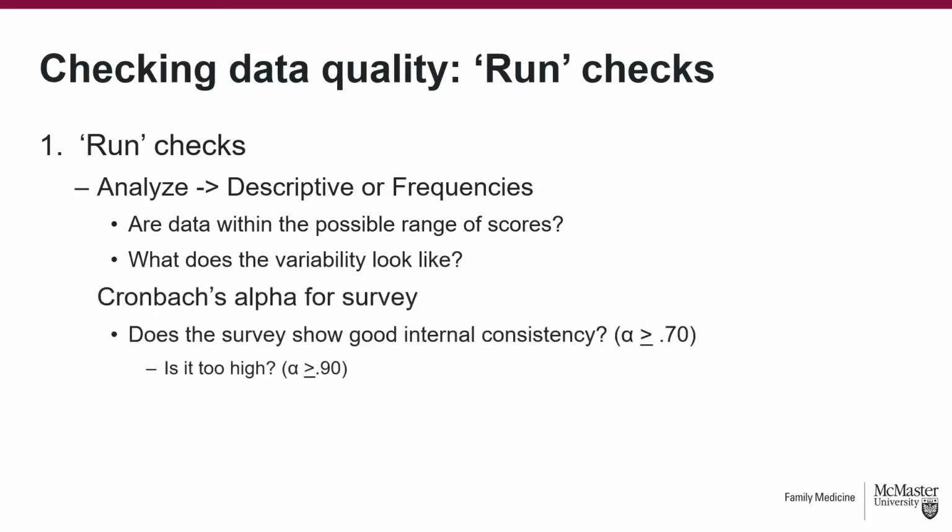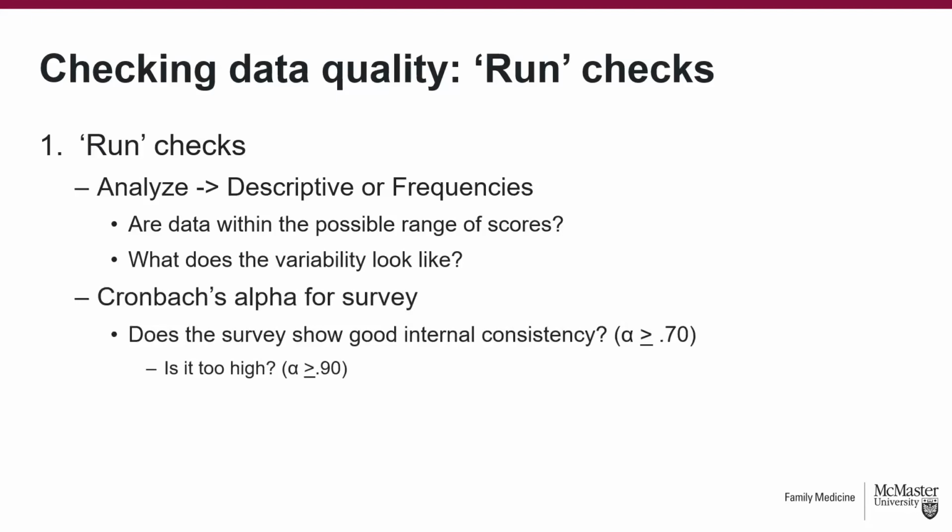Okay, this is something that I don't think we do enough of, at least in my experience here, which is running your Cronbach's alpha for surveys. Usually we use standardized validated surveys, and most times in the literature it says that the internal consistency of this survey is good. That usually means the alpha is 0.7 or higher. What that means is that the items in that subscale or survey kind of hang together.